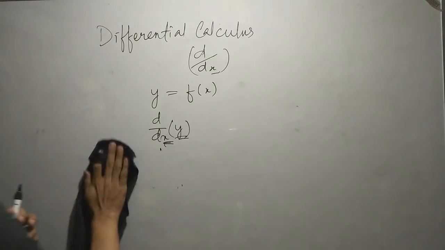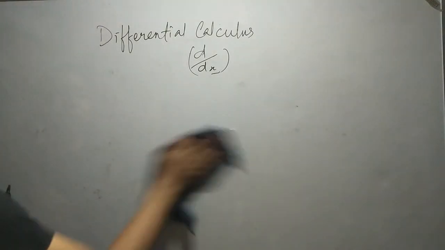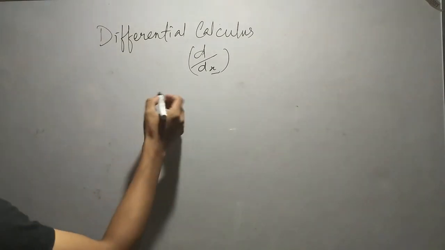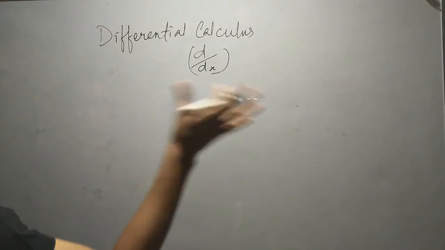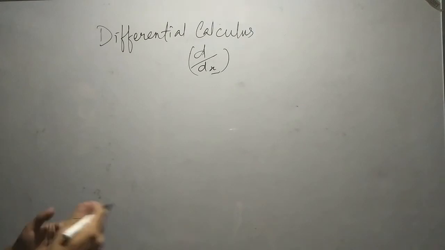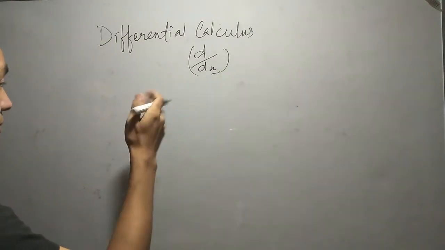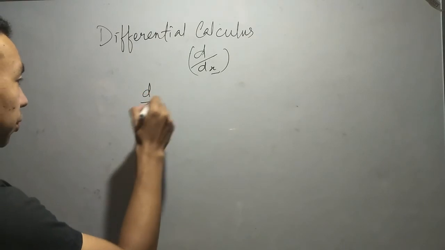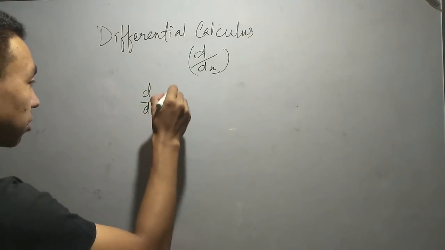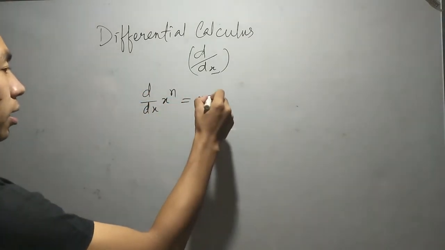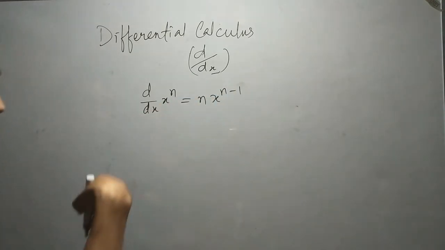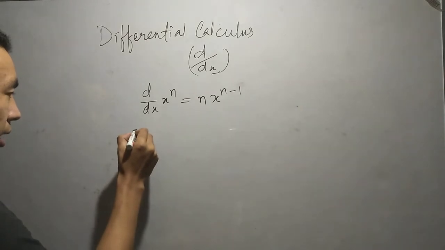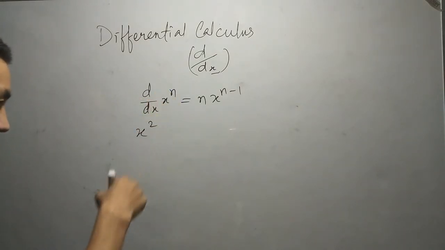There are several formulas for differentiation, but we shall deal with only one type of formula for now. Maybe in other videos or classes I might give you some extra formulas, but as of now let us deal with this one only. So d by dx of x to the power n equals n x to the power n minus 1. Now say for example we are asked to differentiate x squared.